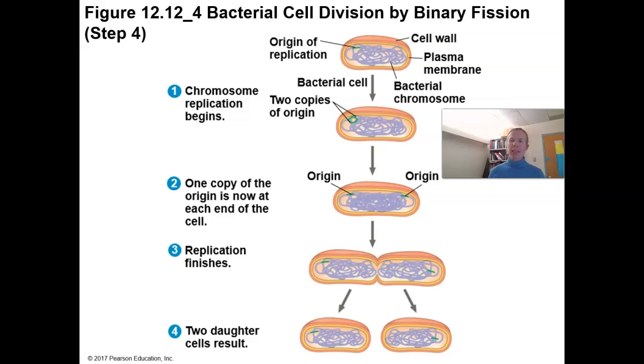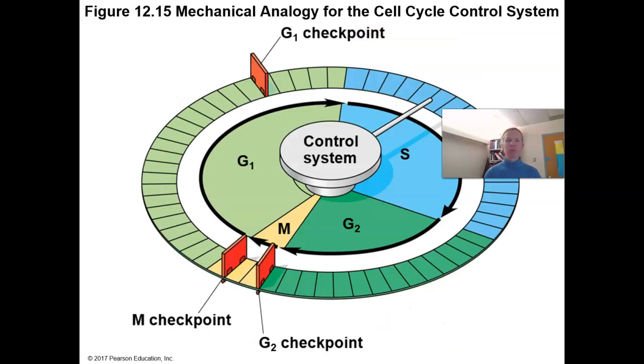But what we're going to see then is that they move to opposite ends of the cell, and then the cell pinches off. Notice there was not a mitotic spindle, right? There's not all these proteins, there's no tug of war, because it's only a single circular chromosome. So it's a little less visually dramatic, but they can do this really quickly, right? If you think about how fast bacteria can multiply and grow and thrive.